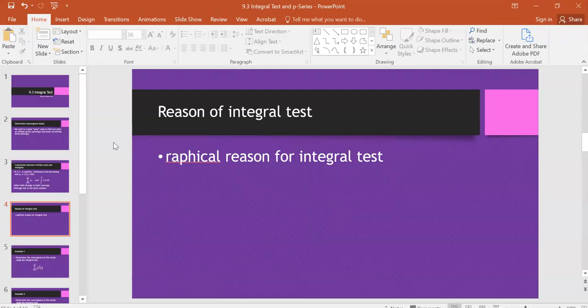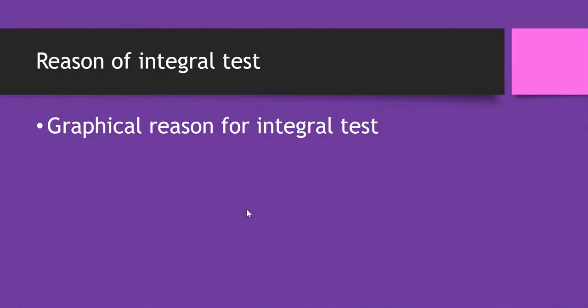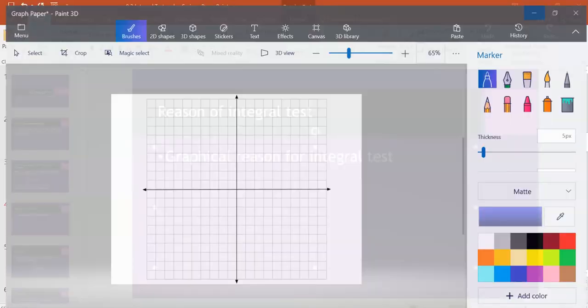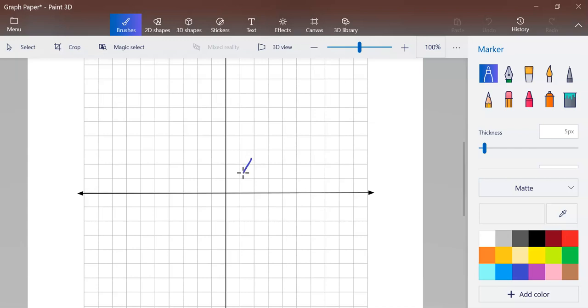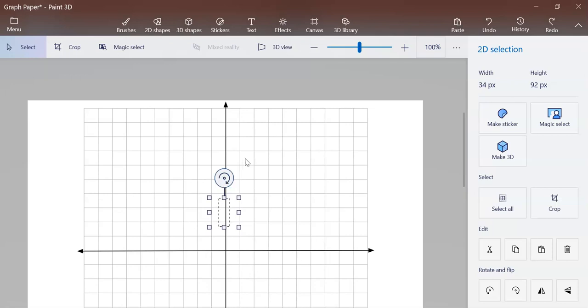Oops, I got a typo here. This is the graphical reason. So I'm going to try to give you the graphical reason why the integral test works. In other words, I'm just going to give you sort of a diagram of what's actually happening here. So I'm going to try to do this over the computer. It's not always the greatest thing to do, but that's what we got. Whoops. Let me undo that and move this down. I apologize.